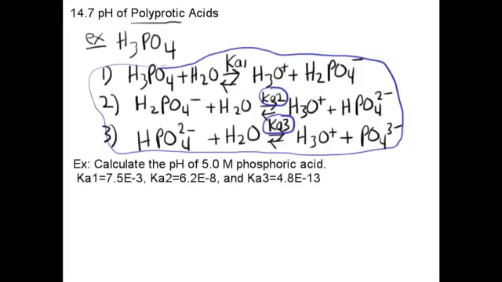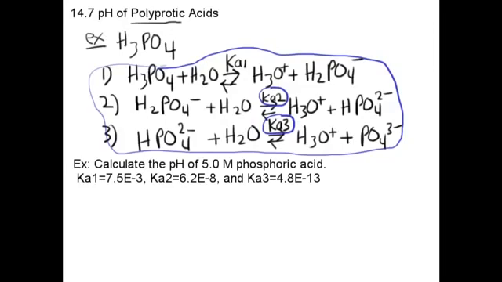Let's find the pH of a polyprotic acid. For example, calculate the pH of 5.0 molar phosphoric acid. Ka1 is 7.5 times 10 to the negative third, Ka2 is 6.2 times 10 to the negative eighth, and Ka3 is 4.8 times 10 to the negative 13th.